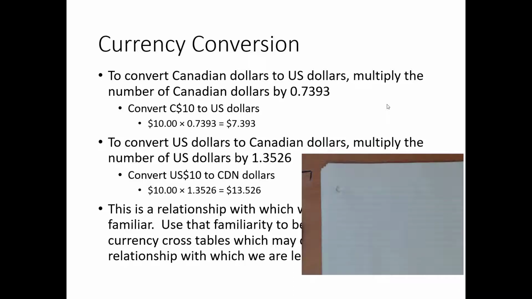Behind the scenes, that easy, intuitive approach is actually a ratio. Okay, I'm looking at $1 Canadian buys 0.7393 American. Therefore, how much will $10 buy in American currency?